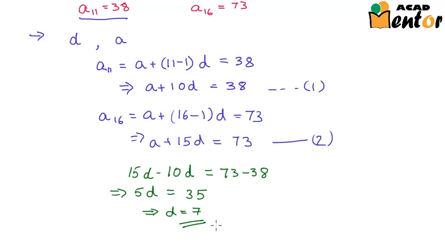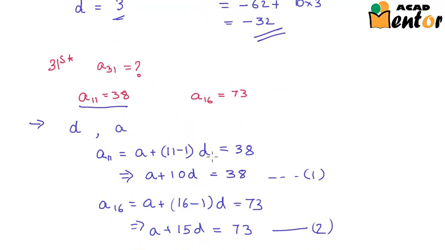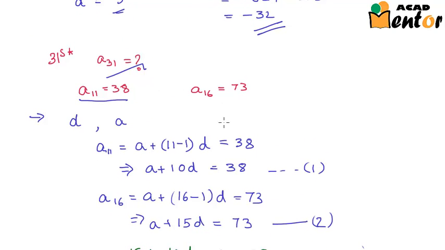Now substituting the value of d in equation 1, we get a plus 70 equal to 38. This implies a is equal to negative 32. Hence the first term was minus 32 and the common difference is 7. Now this doesn't end the question for us. Remember, we were supposed to find out A31.